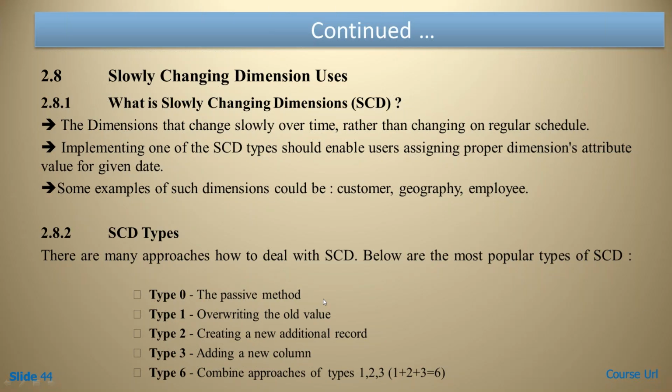This SCD has total how many types? 0, 1, 2, 3, 6. 5 types are available. So the first one is type 0. Type 0 means passive method. Passive method means raw data. Whatever data is landing in our landing area, that is the raw data. Few are correct, few are not correct. In some books this type 0 is not mentioned, because incorrect and wrong data is also available, so they ignore this type. In some books they have given type 0 also, so I have mentioned type 0 here. So this is passive method and raw data only.